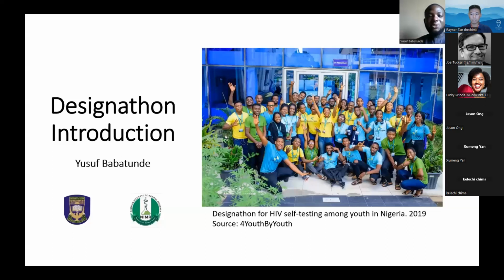Hello everyone, I am Yusuf Babatunde, a pharmacy student at the University of Ilorin here in Nigeria. I am also a research assistant at the Nigeria Institute of Medical Research, where I am implementing a PrEP project, which interestingly came from a Designathon in 2022. At my right-hand side, you would see a picture from the Designathon for HIV self-testing among youth in Nigeria, organized by For It By It in 2019. I have participated in a Designathon, I have organized one, and I am privileged to be introducing one to you today. So what basically is a Designathon?